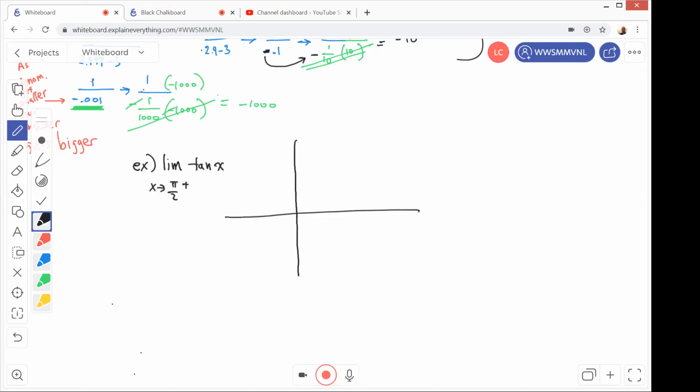So the tangent graph has these asymptotes at pi over 2. And there's another asymptote at 3 pi over 2. And on the opposite side of the positive x-axis, negative pi over 2. Now let's draw the tangent graph. Well, let's draw these asymptotes too, so you know that you're not going to touch those values. These are the asymptotes.